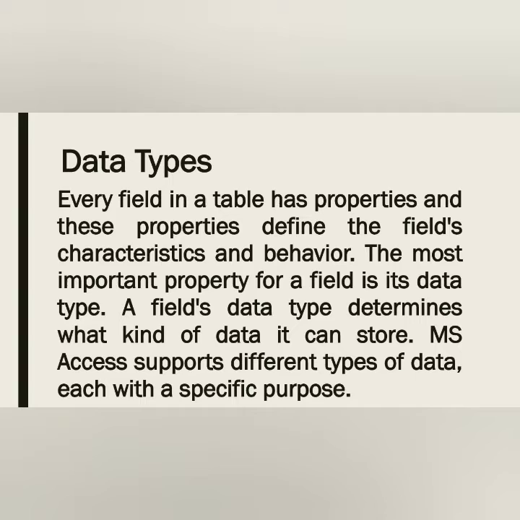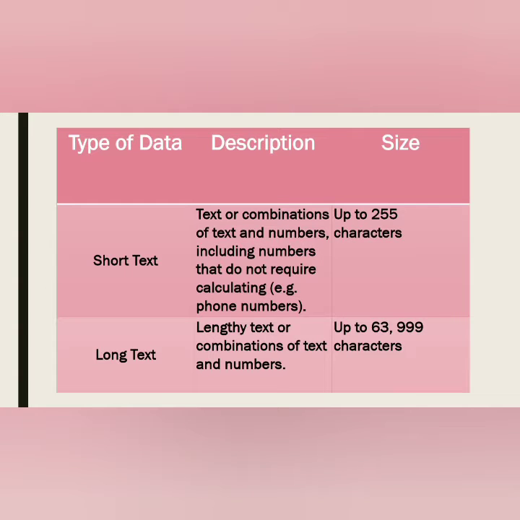MS Access supports different types of data, each with a specific purpose. That is, a data type determines the type of data a specific field can accept. Once the data type is defined, we cannot enter a different type of data in it, and if we try to do so, an error message will be displayed. So here are some of the most common data types we'll find used in a typical Microsoft Access database.